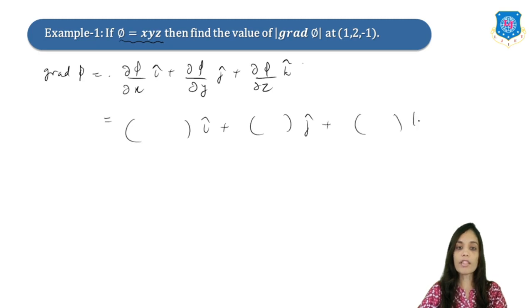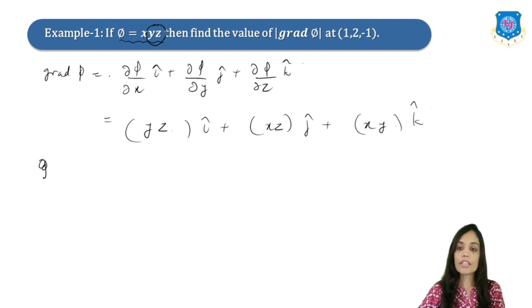So let us put the answers of the partial derivative. If I want to evaluate with respect to x, we have to keep this y and z constant. So yz will remain as it is. Derivative of x is what? 1. Similarly, del phi by del y will be what? xz, right? And lastly, del phi by del z will be what? xy. Now you have to put this point 1, 2 and minus 1.